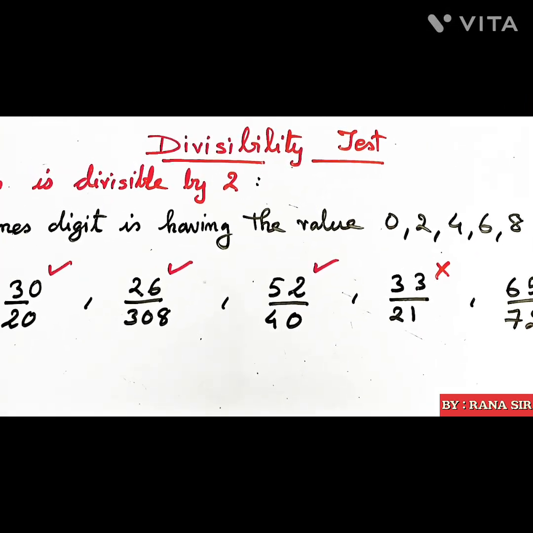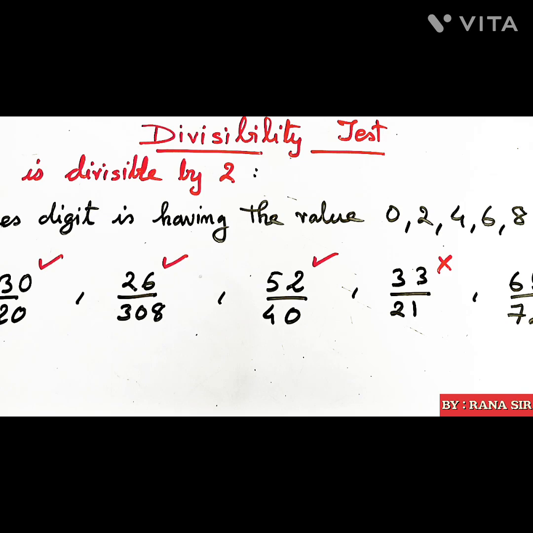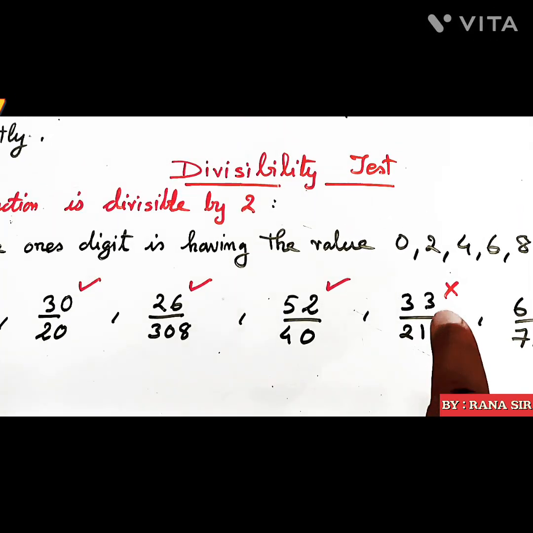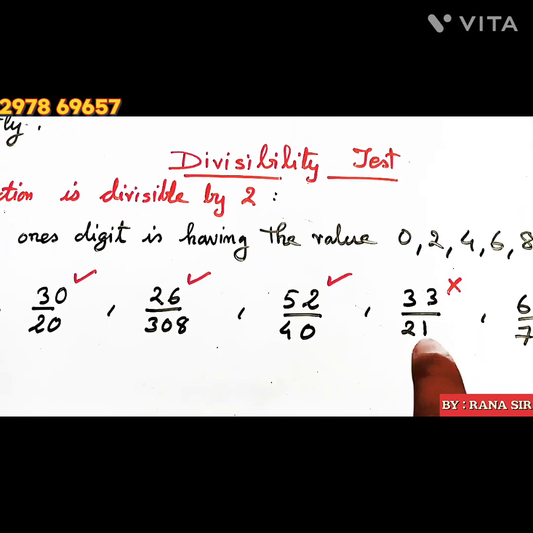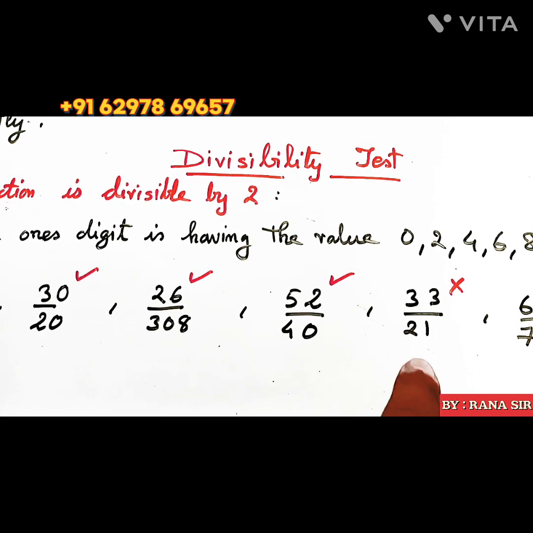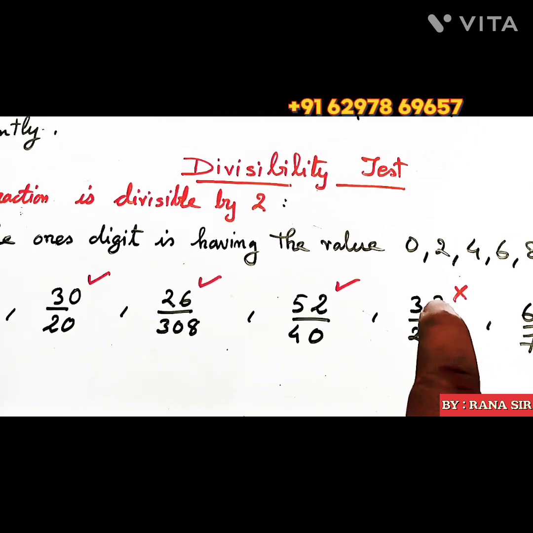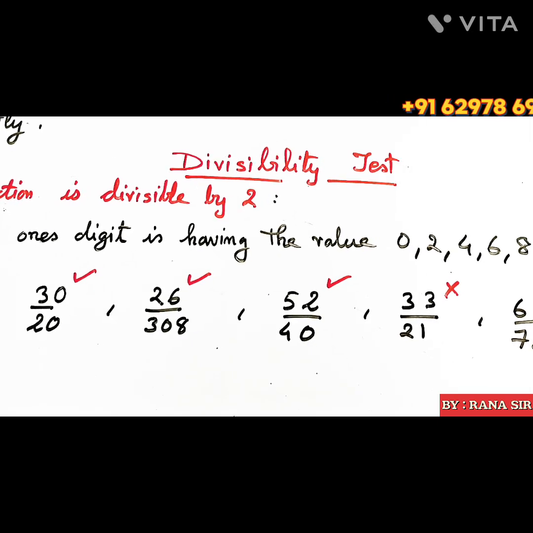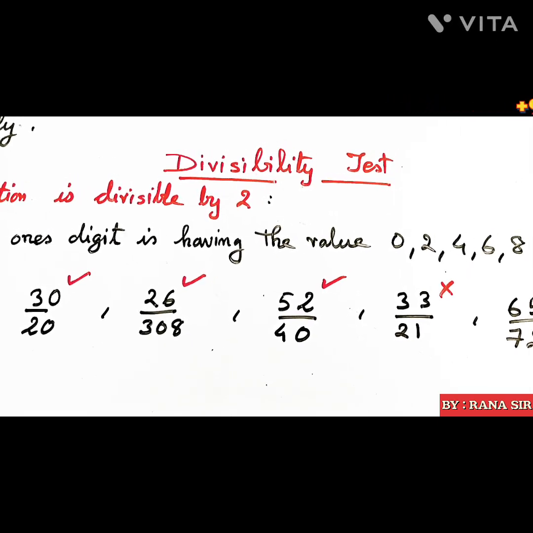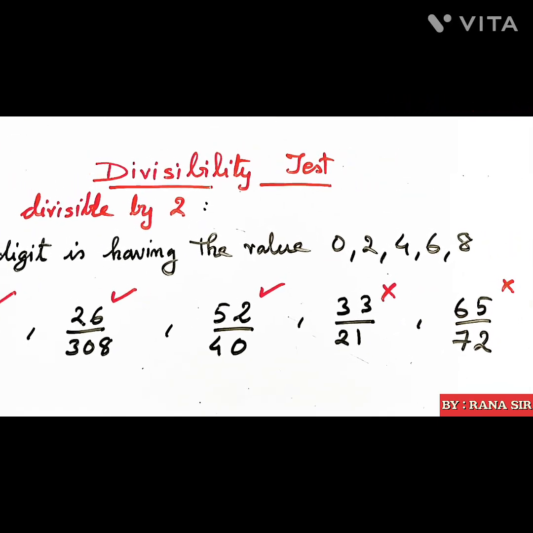33 by 21. Is it fulfilling? Answer is no. Here the ones place is 3. Here the ones place is 1. The tens place is 2, but I am saying that the ones place should be 0, 2, 4, 6, 8. So this is not fulfilling. Hence 33 by 21 is not divisible by 2. 65 by 72.